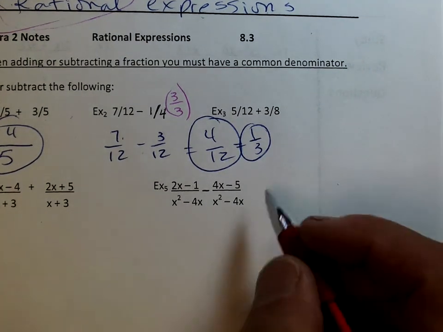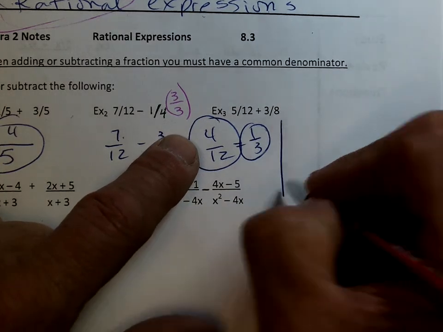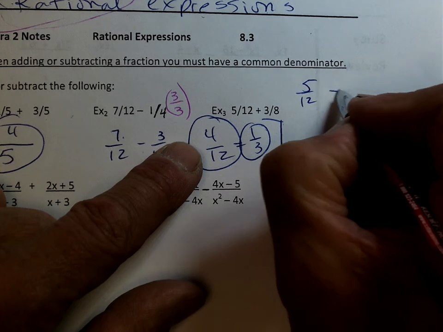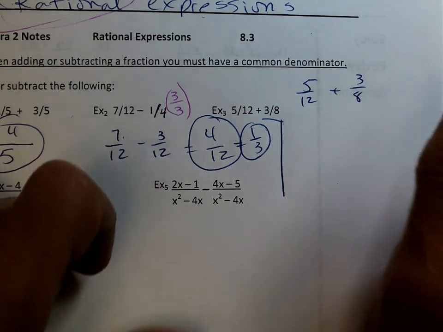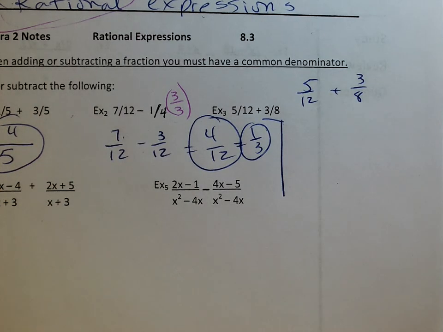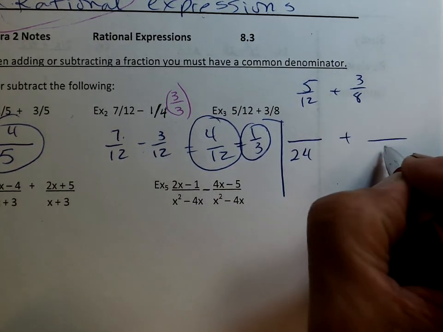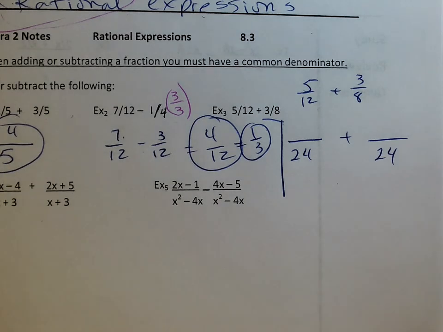Okay, number 3. So I'll put 3 over here. I'll run out of room. So if I went 5/12 plus 3/8, I'm going to need to multiply both fractions, right? Because I need to make them the same. Probably 24, right? Do we agree? 24 would be the best denominator. So we need to make a common denominator.